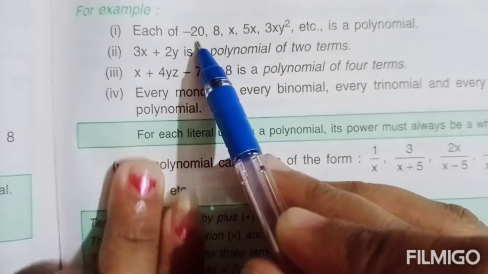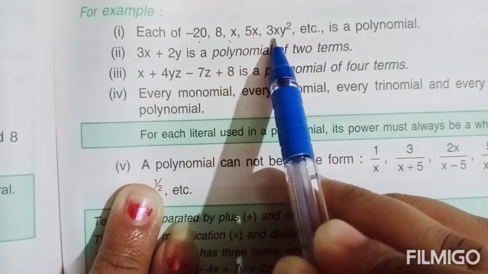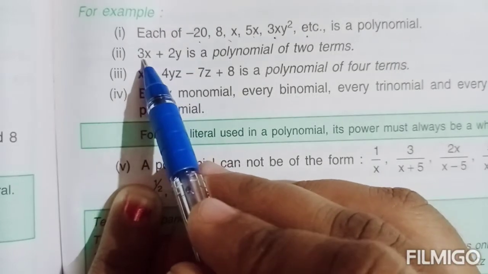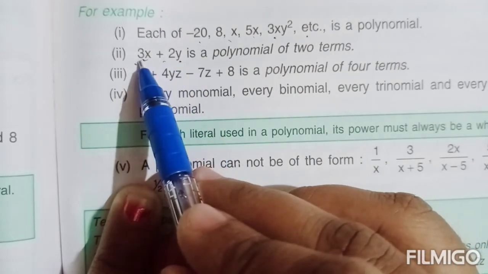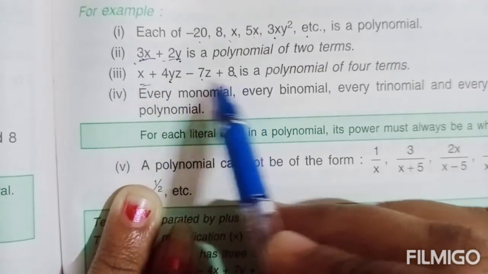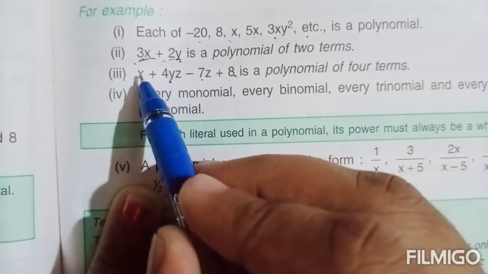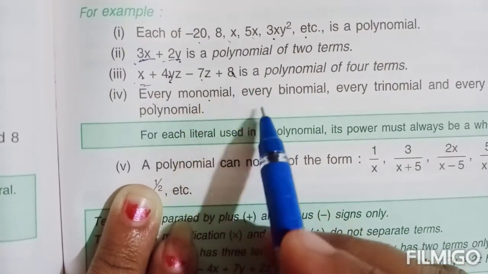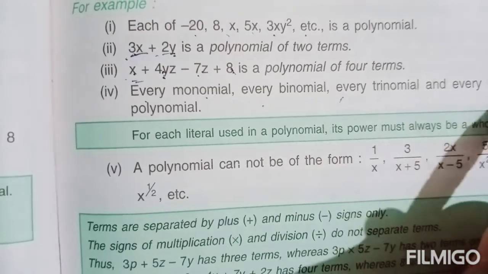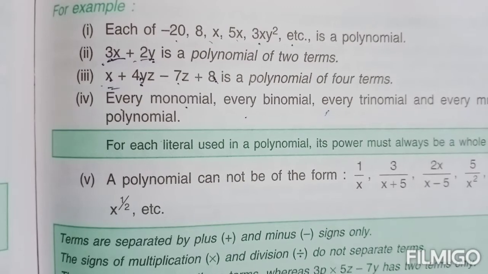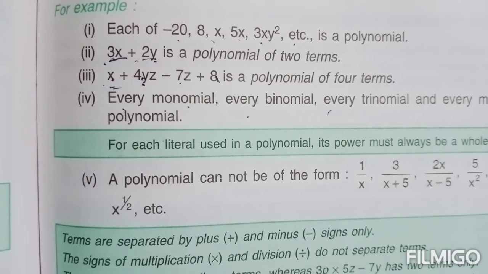Let us take examples. Here minus 20, 8x, 5x, 3xy square, etc. These are all polynomials. Okay. Second one, 3x plus 2y is a polynomial of 2 terms. x plus 4yz minus 7z plus 8 is a polynomial of how many terms? 1, 2, 3, 4. 4 terms. Every monomial, every binomial, every trinomial and every multinomial is a polynomial. So polynomial contains every monomial, binomial, trinomial, multinomial, etc.